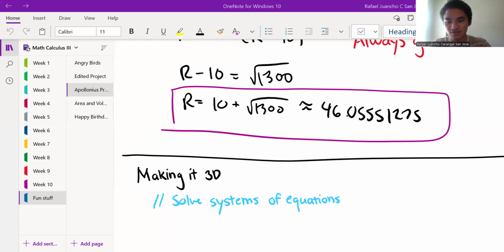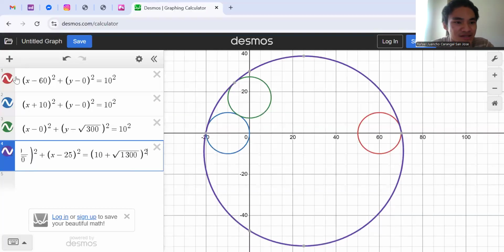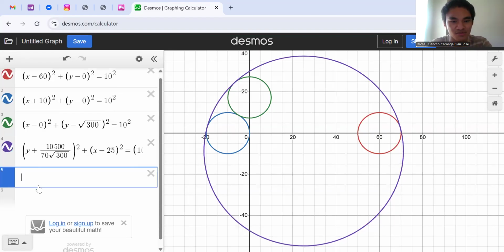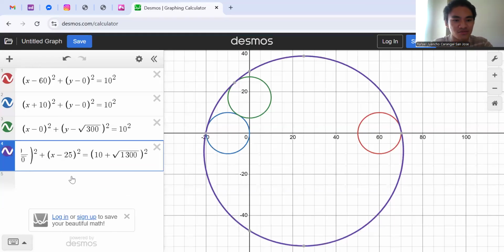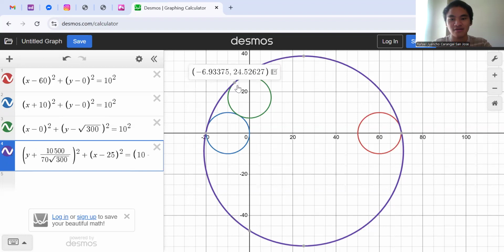Let me just share my screen. And so here I've plugged in the numbers. How do you add notes? Can I add notes? Oh, I can't add notes. But here you can see that this purple is the outer, and then the red, the green, and the blue circles are the inner, and they're not overlapping, and they intersect the outer circle exactly once.